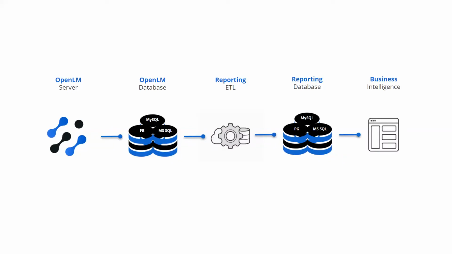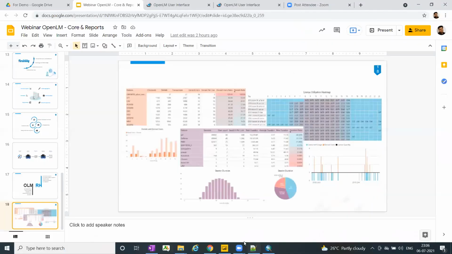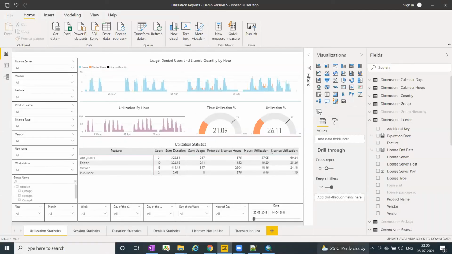Now let's take a look at what we get eventually. Let me show you here live. So this is the Power BI tool. Here you can see the different reports, like license utilization statistics, where you can see the utilization by hour aggregation, then time utilization, then the different features, their sum ups, utilization statistics.